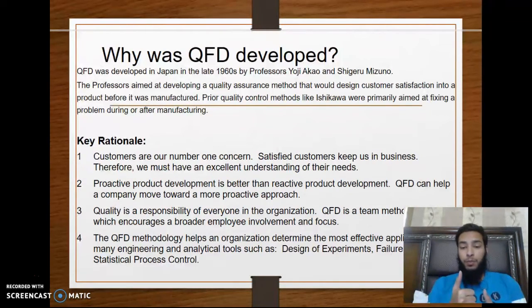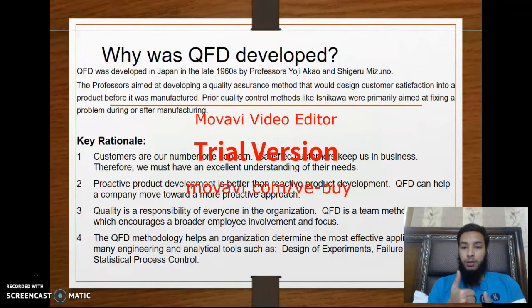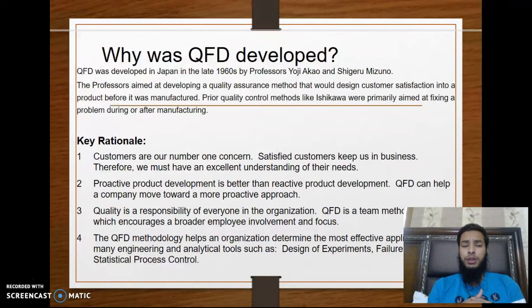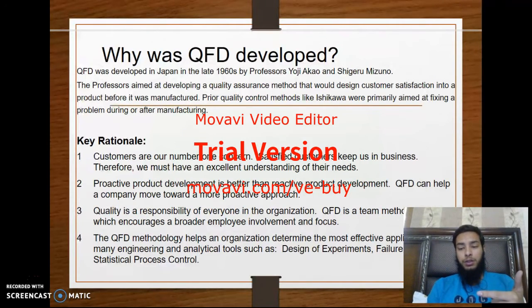Quality is one of the major reasons why QFD is done, because quality is one thing that companies cannot compromise on. And the QFD is a methodology that helps an organization determine the most effective applications for many engineering and analytical tools such as design of experiments, failure analysis, and process control.